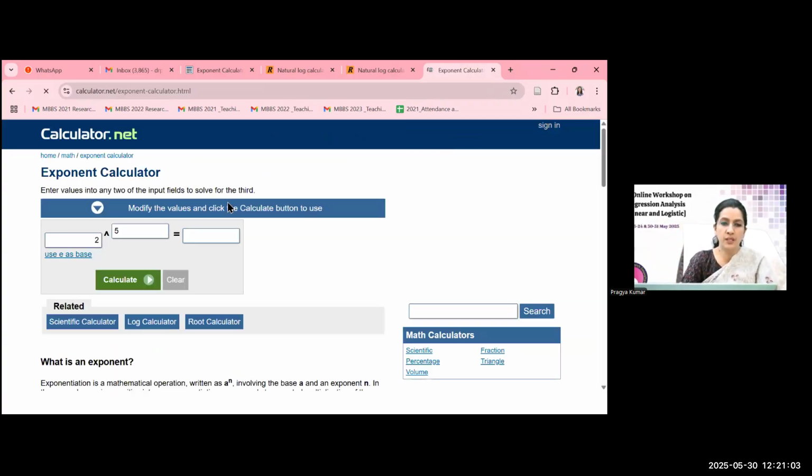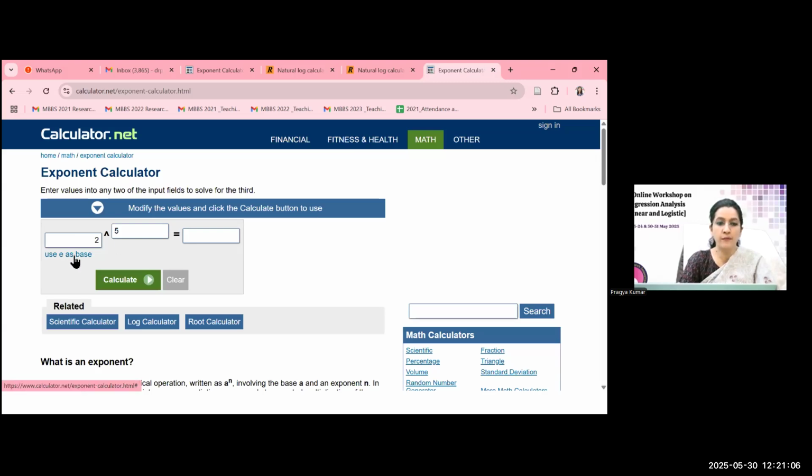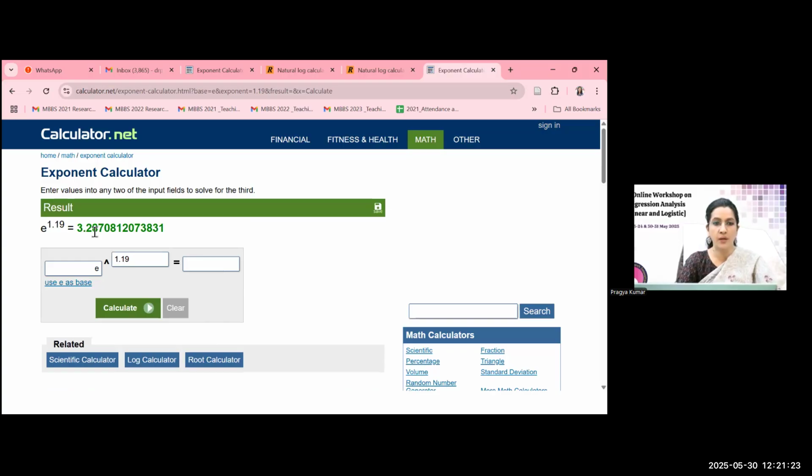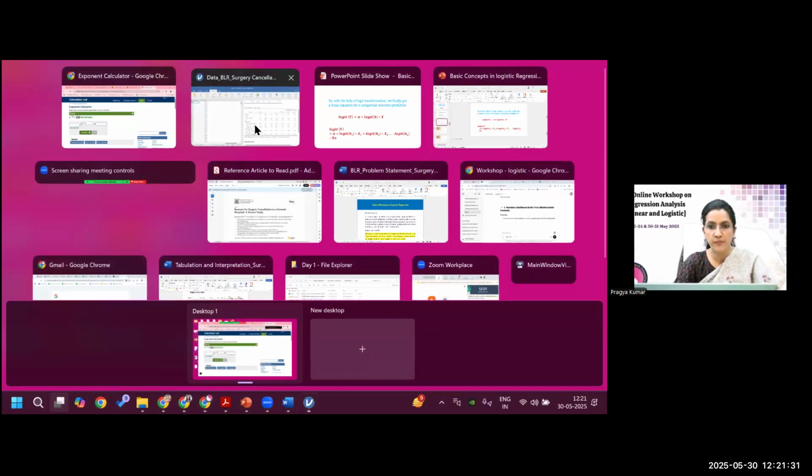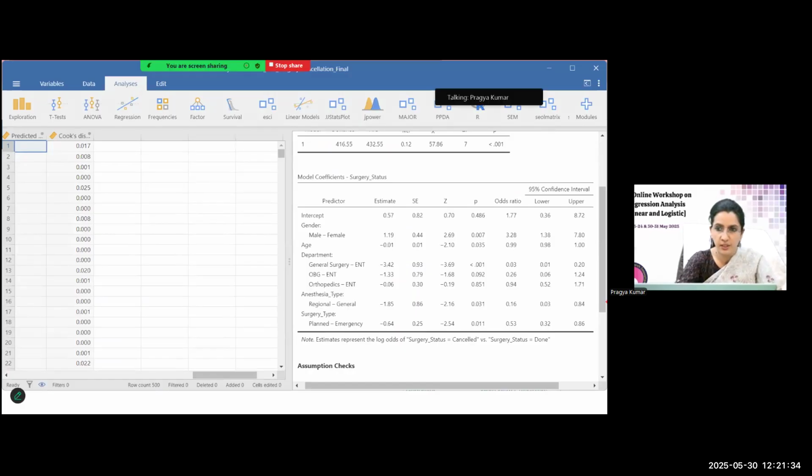If you click that exponent calculator, we have to use e as a base. So I'll click that e as a base. And here what value will I put? It was 1.19. Remember, I'm taking this value from the gender coefficient. If I press calculate, what is the value? It is 3.28. And if you go and see, what is the odds ratio here? It is 3.28. Can you see these two?